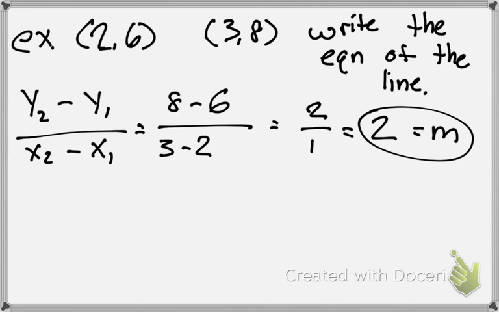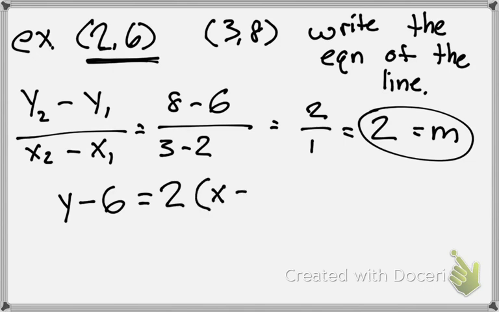Now again, I'm going to use point slope form to figure out the rest. Point slope form had started out with the letter y, and I'm going to subtract one of my points. I'm going to work with 2, 6. So I subtract my y1, which is 6, and that is equal to my slope multiplied by x minus my x1, which is 2. So then when I simplify, I have y minus 6 on one side, and then I am left on the right side with 2x minus 4.